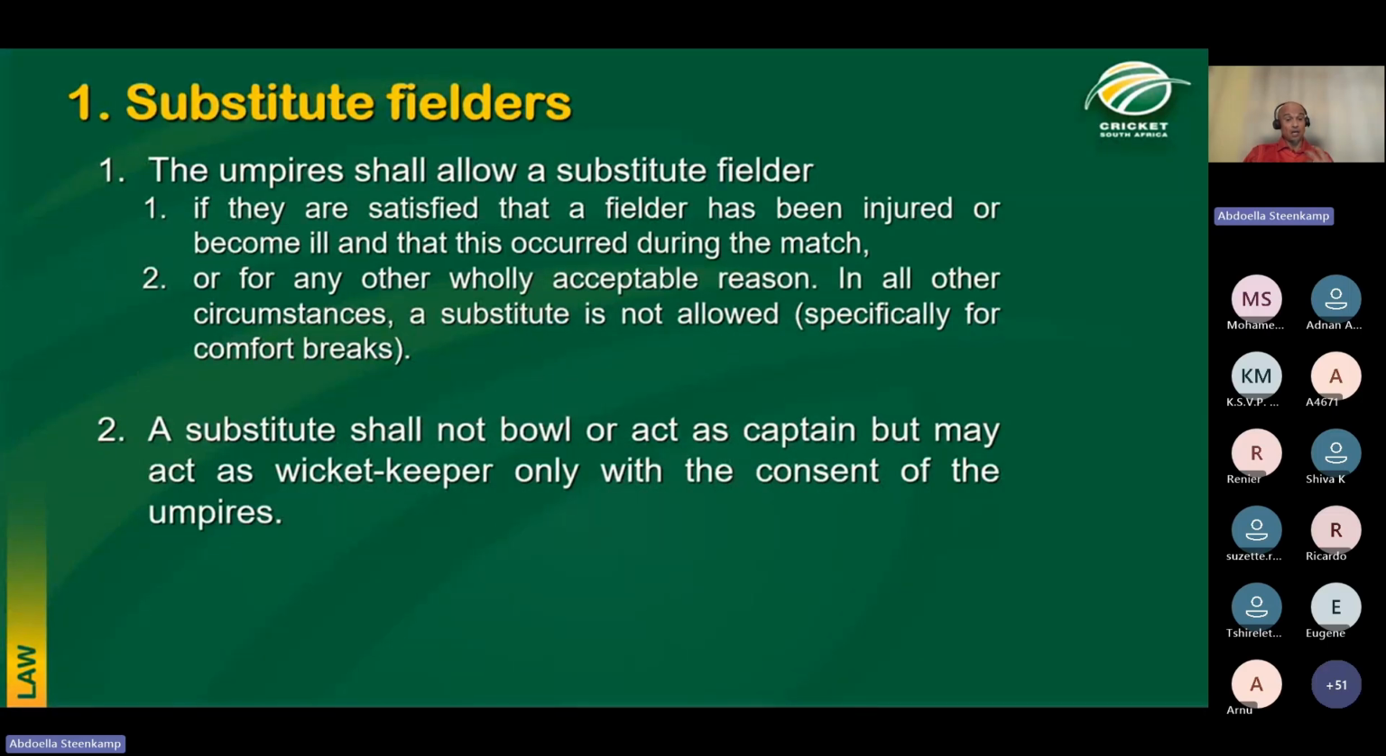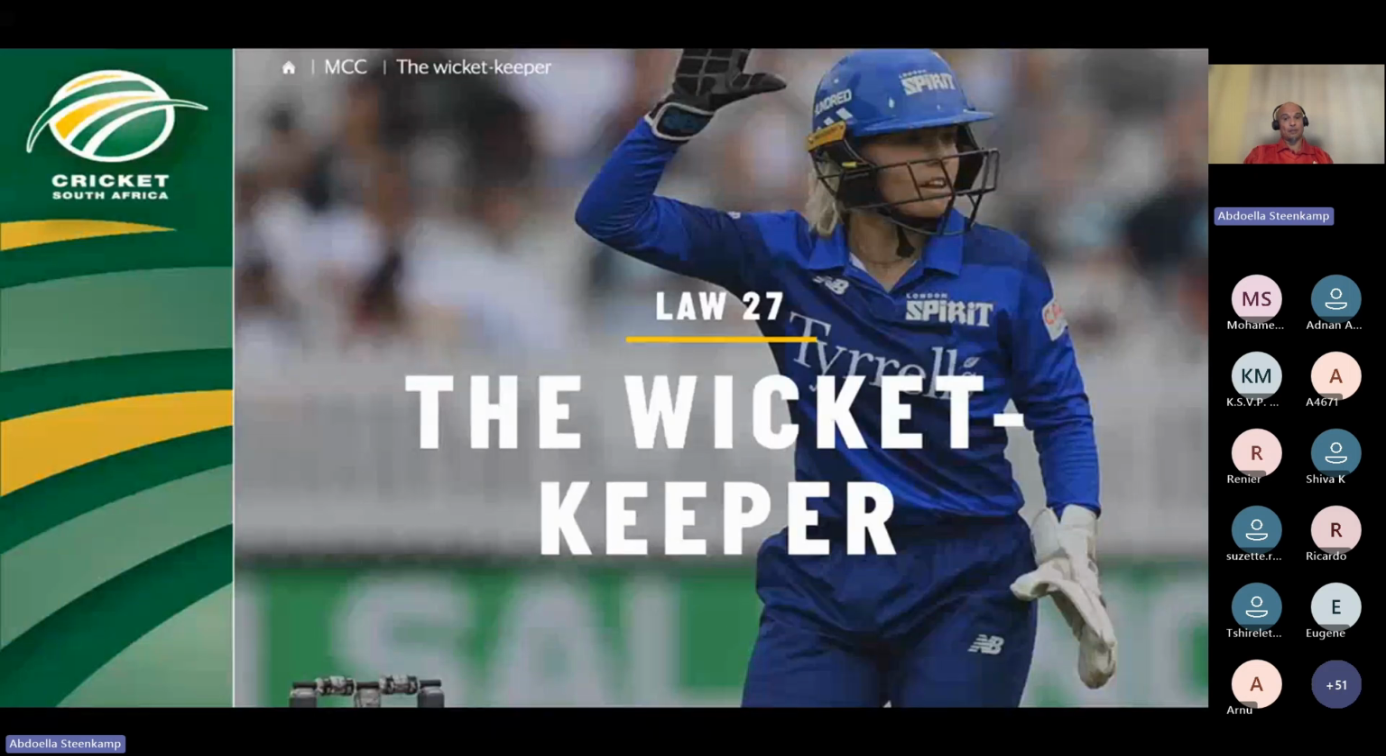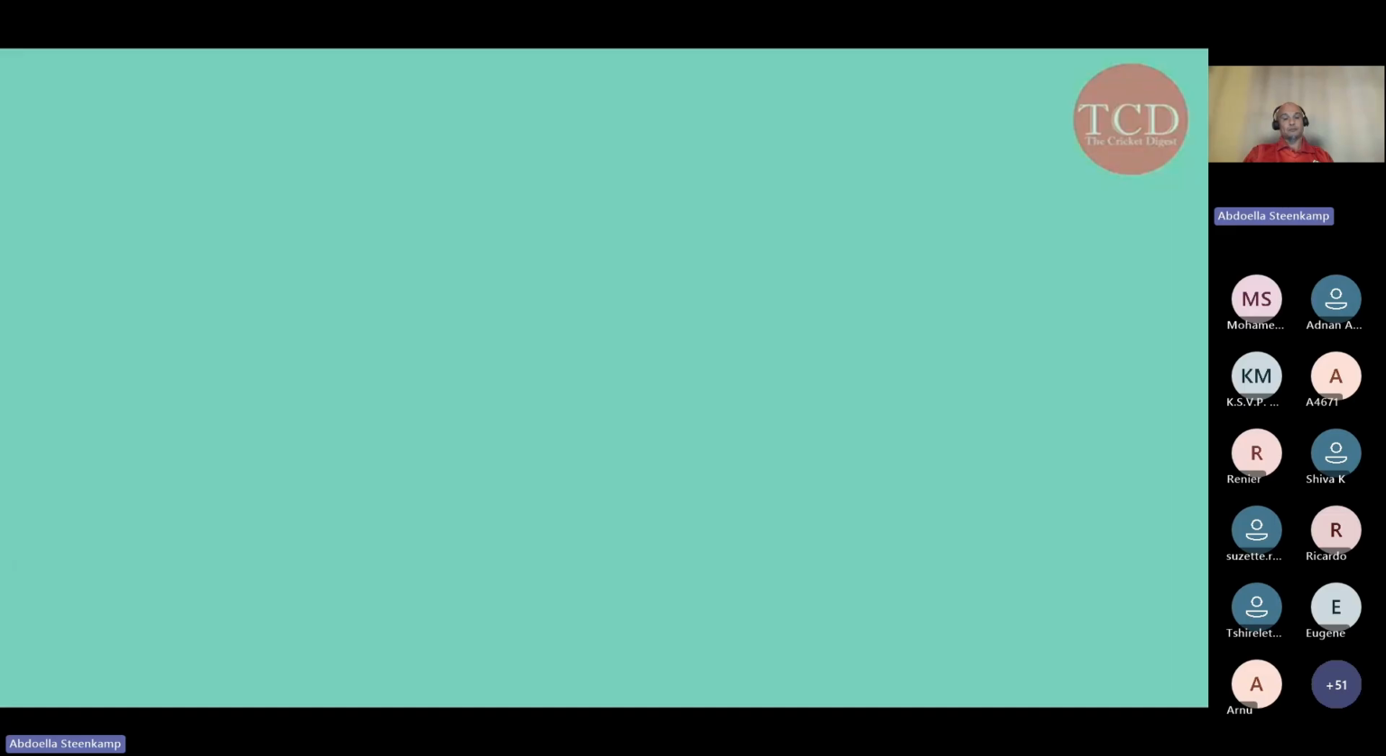However, the law allows for the substitute to be a wicket keeper, but the umpires need to give consent. Umpires need to say, yes, we are happy that the substitute can keep. If there's no consent from the umpire, the substitute is then not allowed to keep. When it comes to the wicket keeper, let's first listen to a video. There's only one subsection that we're covering here.